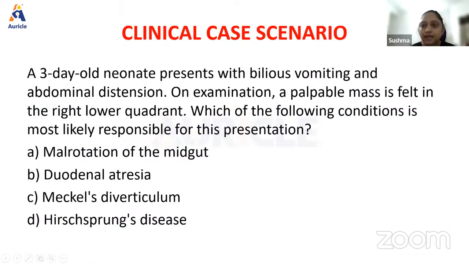Let's look at the clinical case scenario. A 3-day-old neonate presents with bilious vomiting and abdominal distension. Correct? So there is bilious vomiting, which in itself is a clue. That's a buzzword. Then it also has abdominal distension. On examination, a palpable mass is felt in the right lower quadrant. Which of the following conditions is most likely responsible for this presentation? We will come back to this towards the end of the class.